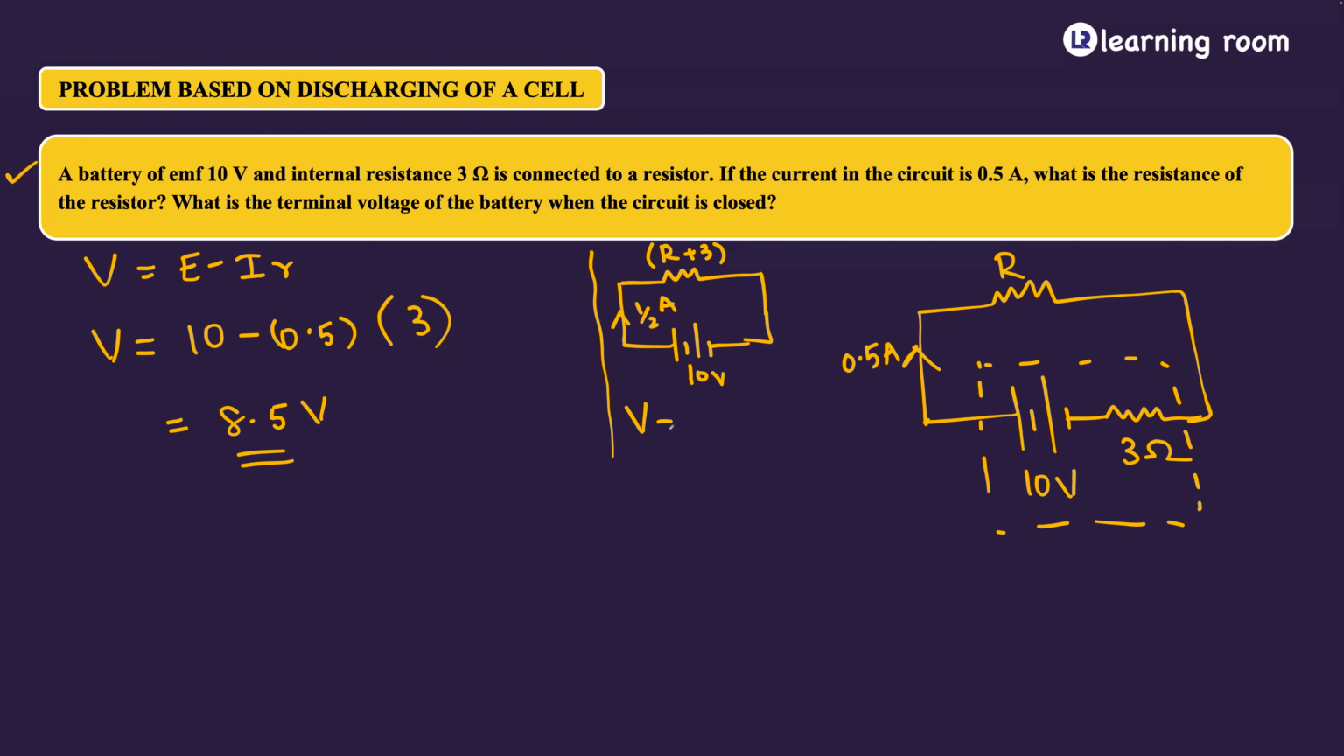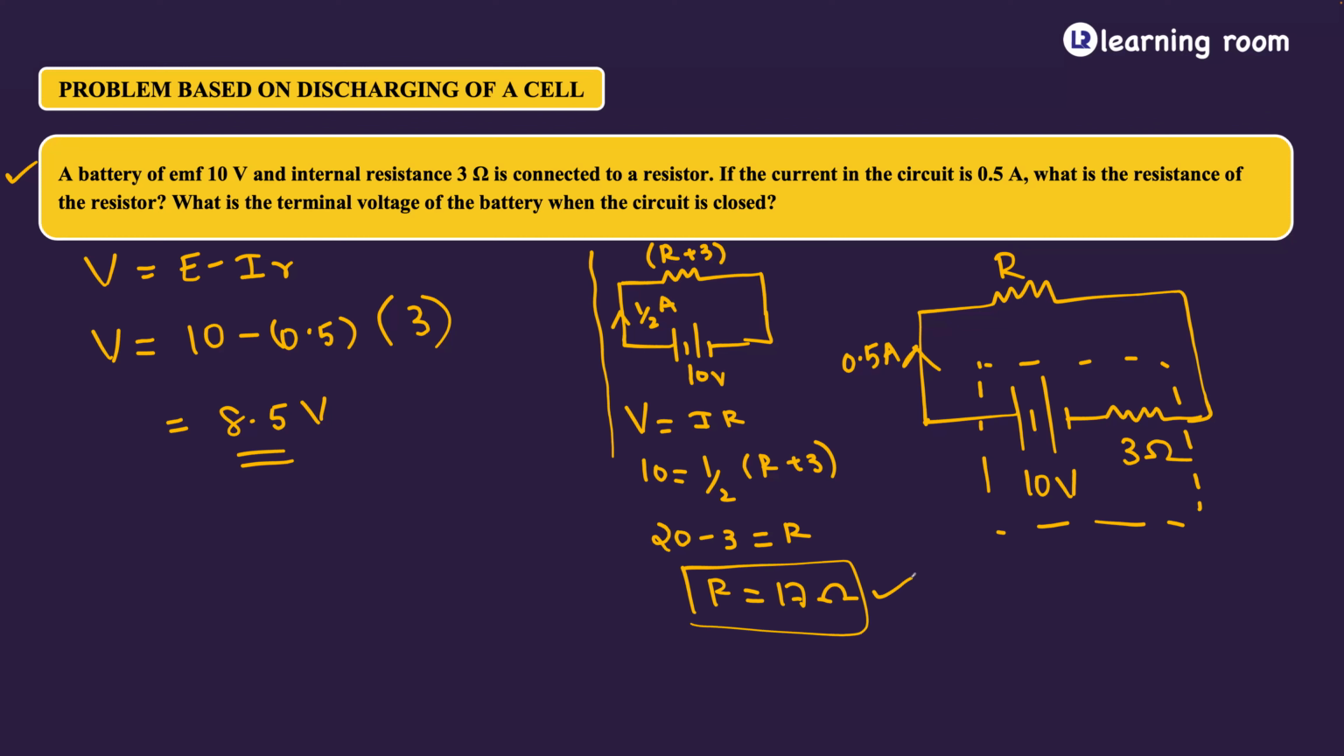0.5 is half. Okay, so one battery, one resistor, I can easily apply Ohm's law. V is equal to IR. So what is the value of V? 10 is equal to I, which is half, into what is the external resistance? It is going to be R plus 3. 2 will go to the other side. It will become 20. So this 3 will come to the left hand side. It will become 20 minus 3, which is going to be capital R, and R is equal to 17. So the external resistor that you have connected in this problem is 17 ohm. Is it clear?